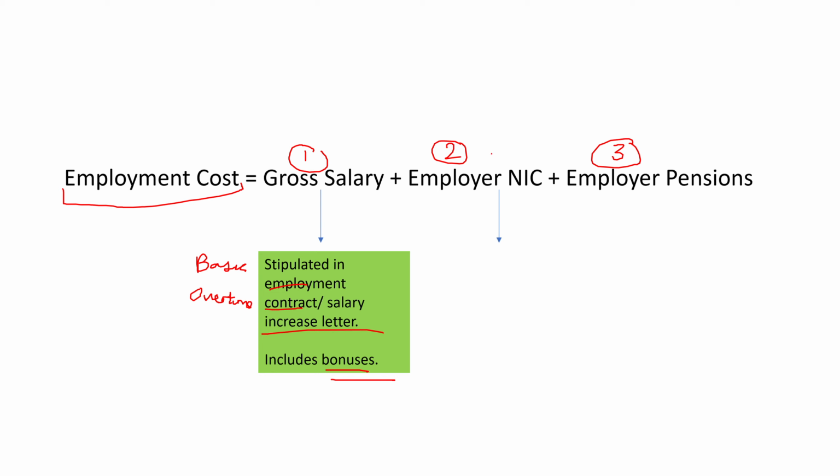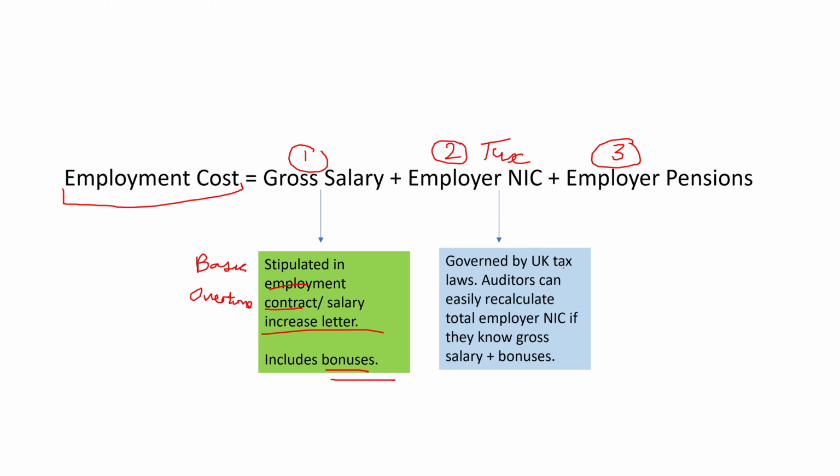Employer NIC is like a tax. National insurance contributions are like a tax. It's social security contributions that the company has to make. And as it's governed by UK tax laws, auditors can actually recalculate the total employer NIC for all employees if they know the gross salary. So the higher the gross salary, the higher the employer NIC will generally be. You can form an expectation, and you can compare it to actual. And I've got many cases where my expectation has been exactly equal to my actual.